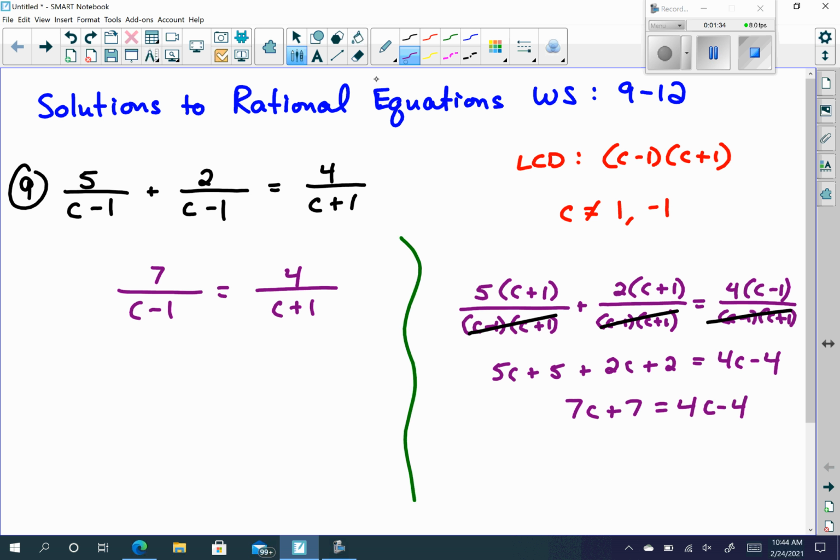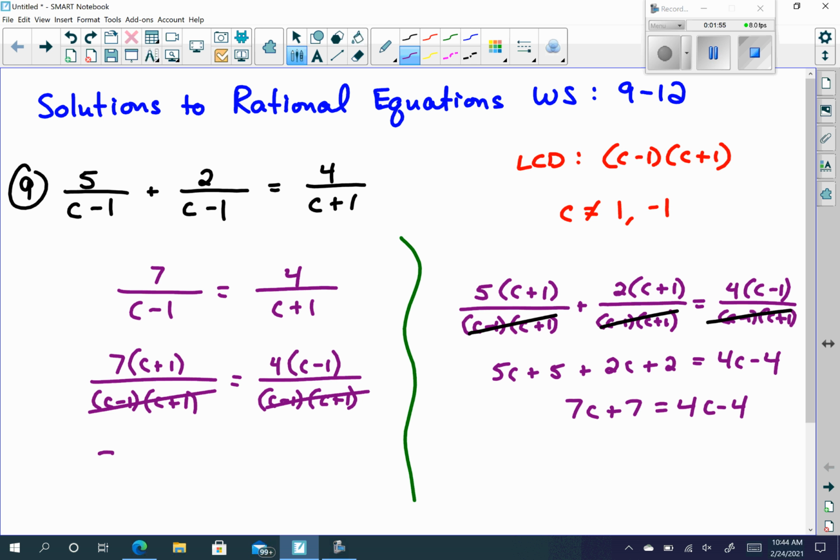And now if I were to go back to this part, we're not done yet, but I just want to show you how we're going to end up with the same thing just a little quicker. So my LCD again is c minus 1, c plus 1 for both of these. And then that means I need to multiply the 7 by the c plus 1 and the 4 by the c minus 1. So now I can cross out my denominators, and I'm left with 7c plus 7 equals 4c minus 4. So we're at the same step now.